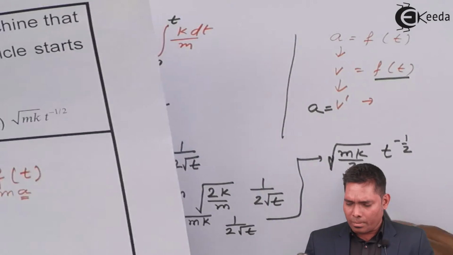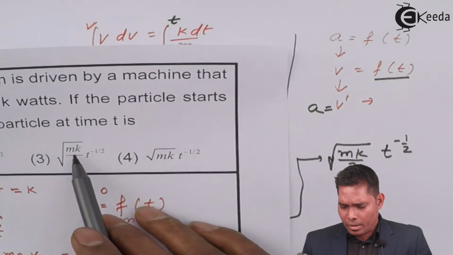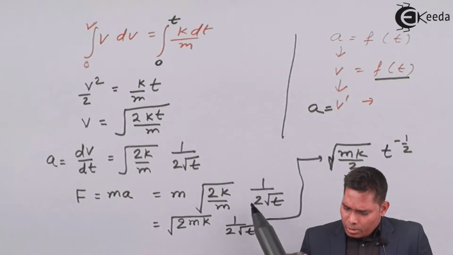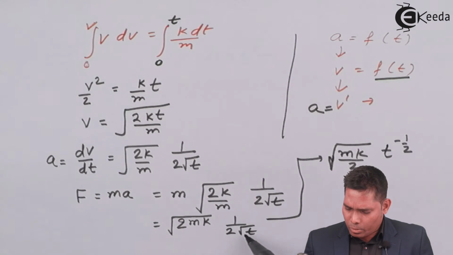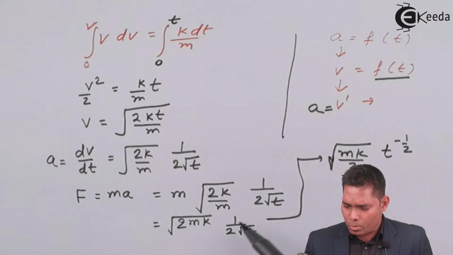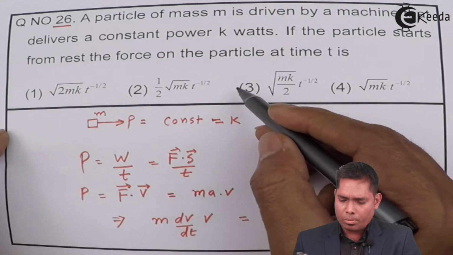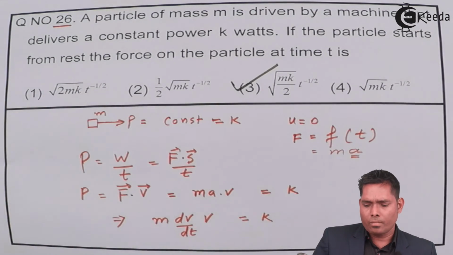So this is what I am getting: mk divided by 2, all under root, times t to the power minus half. So therefore option number 3 is the correct answer to this question.